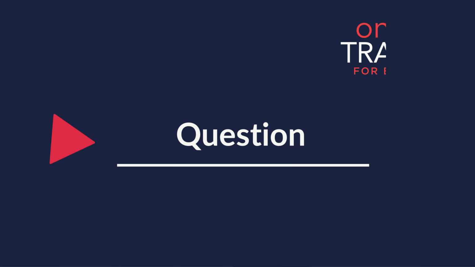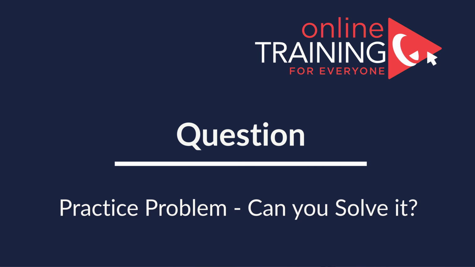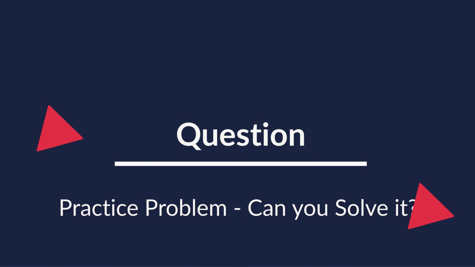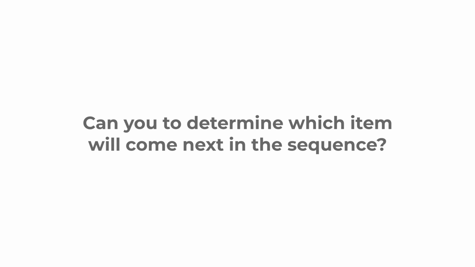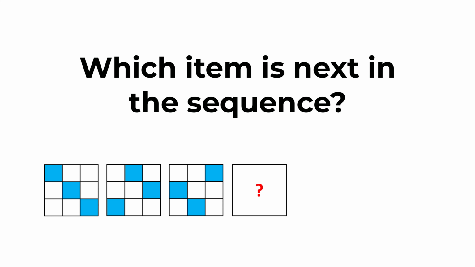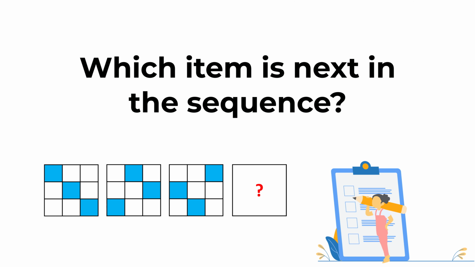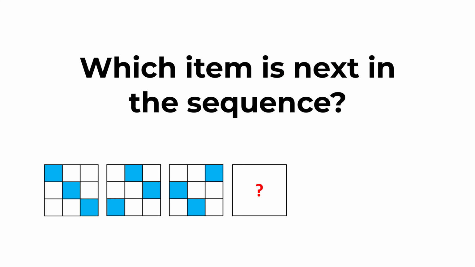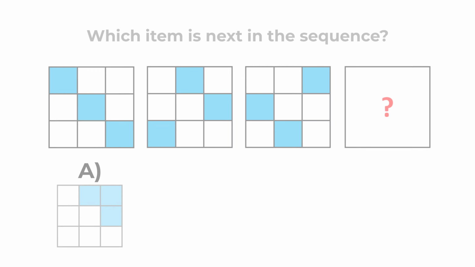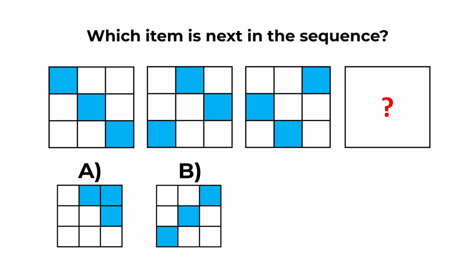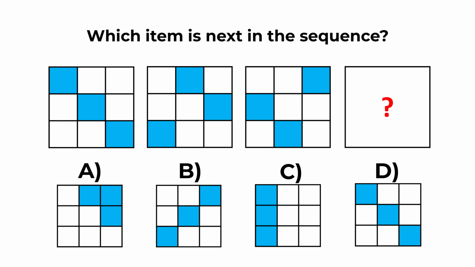And now, I have a practice question for you. You need to determine which item comes next in the sequence. You're presented with 3 large squares. Each large square contains 9 small squares inside, and small squares are of a different color. And the 4th square is missing, and you have 4 different choices to choose from. Choices A, B, C, and D. Do you see the answer?